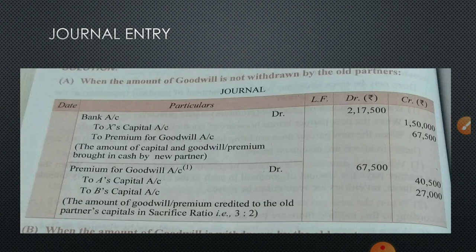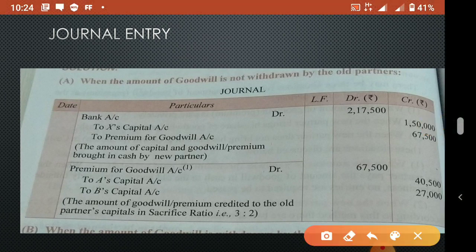Now we'll go to the journal entry. Two cases are asked. First case, when the amount of goodwill is not withdrawn by the old partner. Not withdrawn means retained in the business. When it is retained, only two entries. When it is withdrawn, three entries. In that, only one additional entry you have to pass. The first two entries are the same.